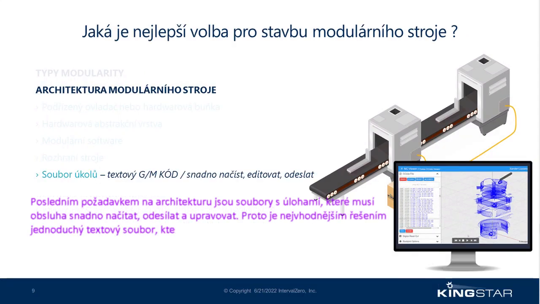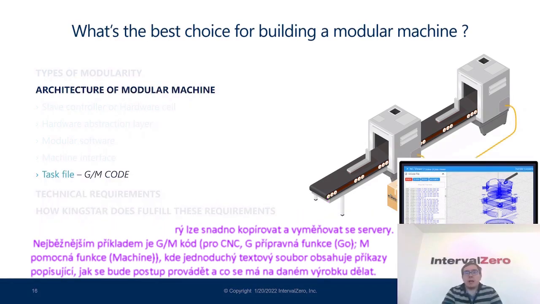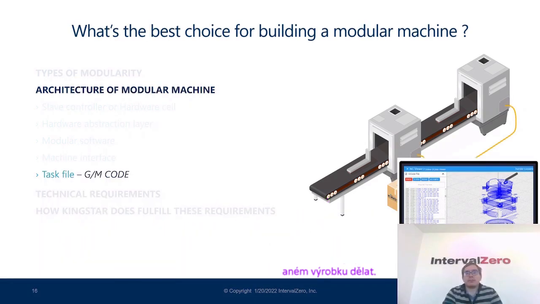The last architecture requirement is the task files. Tasks need to be easily loaded, unloaded, and modified by the operator. Therefore, a simple file is the most suited solution, as it can be easily copied and exchanged with servers. The most common example is G-code, where a simple text file has commands describing how the axis will move and what has to be done on the piece.